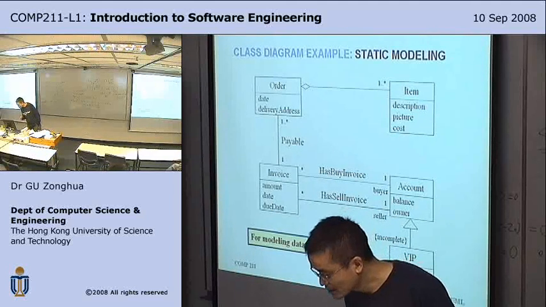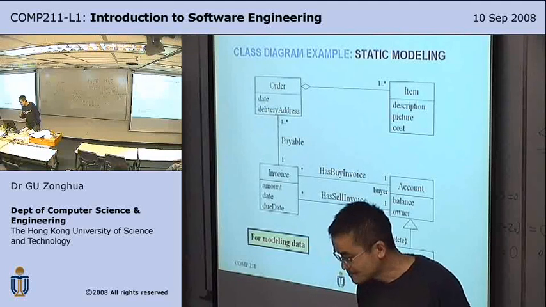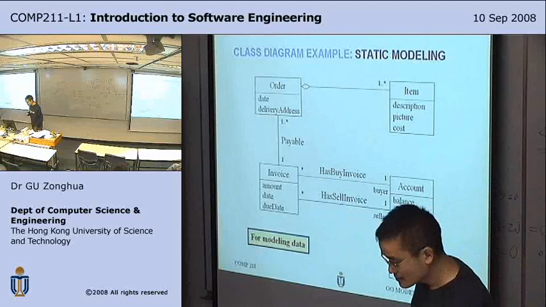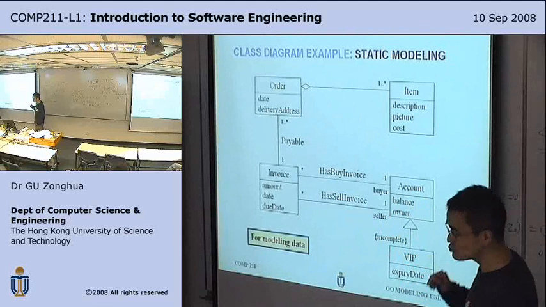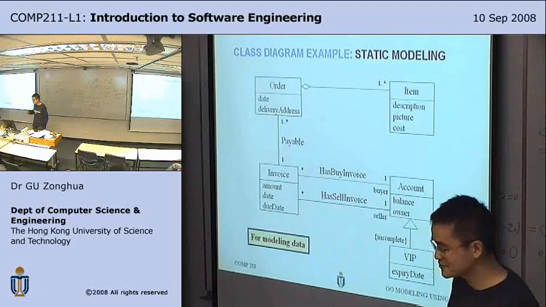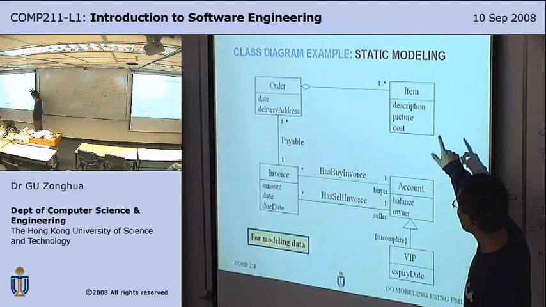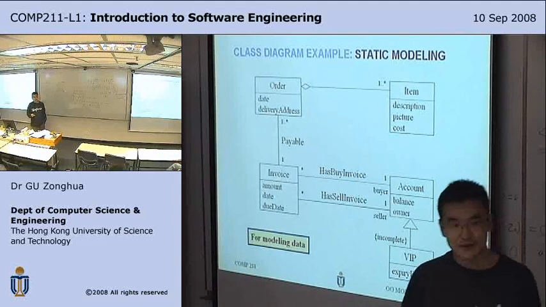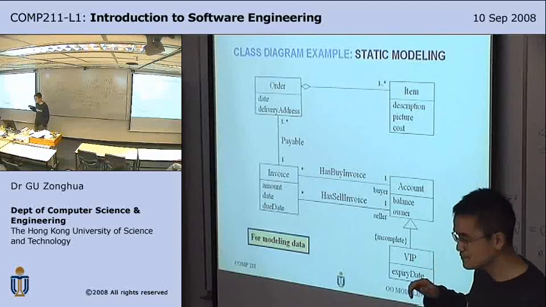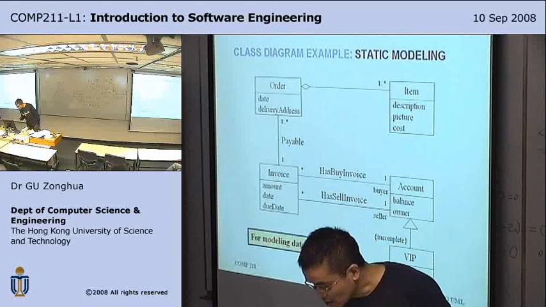So the item has description, picture, and cost, etc. You can see it's an aggregation relationship because the items can exist independent of the order. And each order must contain at least one item, otherwise it's an empty order. It doesn't make sense. Or it can contain multiple items up to no upper bound. It's a star.